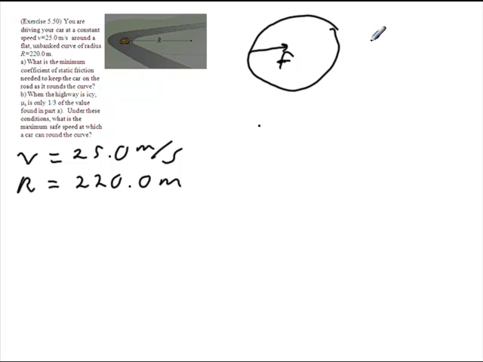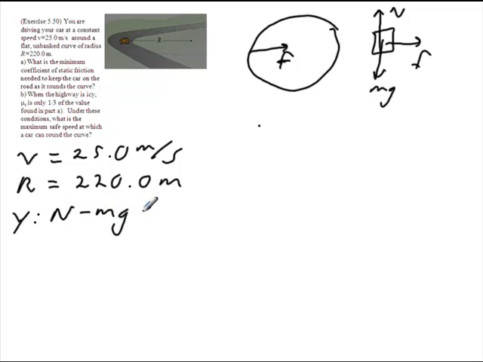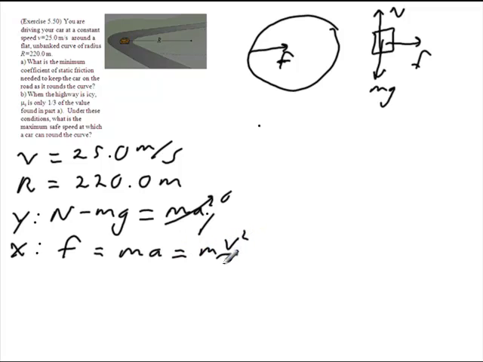And I can draw a side view, a cross-section here. There's the car, and I can identify forces on it. I can identify a normal force upward, weight down, and there's a frictional force pushing me inward. So in the vertical direction, I write my sum of forces. I get N minus mg equals ma y, which is 0. And in the x direction, I get frictional force equals ma, which is equal to mv squared over r, because v squared over r is my acceleration in a circle.